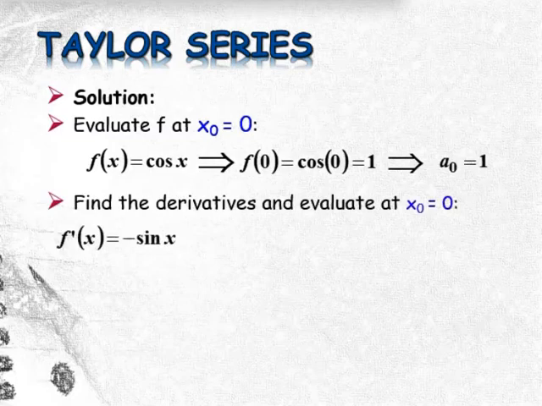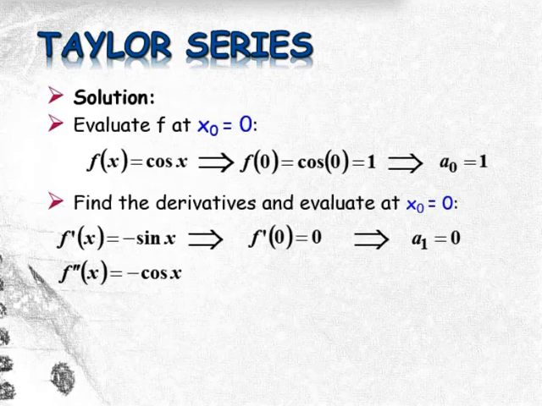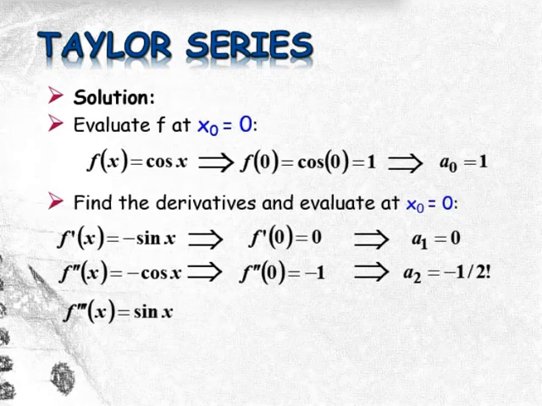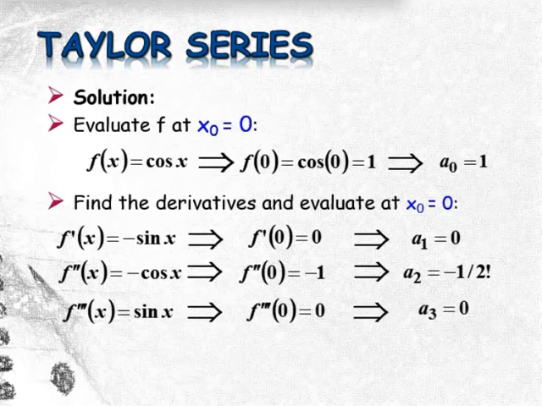The derivative of cosine x is negative sine x, and the value at 0 is equal to 0. Therefore, your a sub 1 is 0. The second derivative is negative cosine x, implying that the function value of the second derivative at 0 is negative 1. So, a sub 2 is equivalent to negative 1 over 2 factorial. The third derivative is sine x. And you know that sine 0 is equal to 0. So, your a sub 3 is also 0.